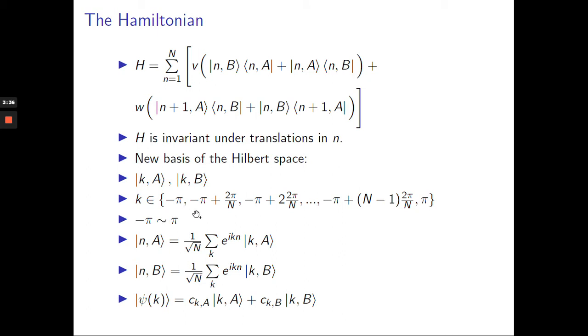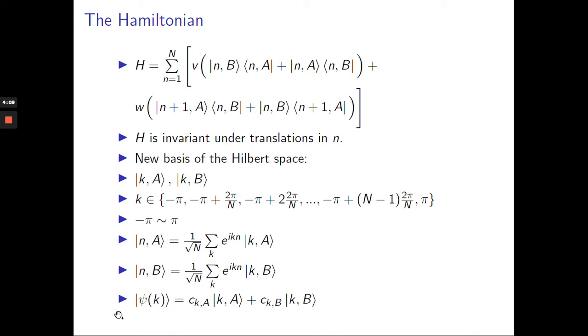And notice that here I explicitly present the fact that we consider minus pi to be the same as pi. So this will also have some periodicity. And the relation of this new basis with the original basis is given by these expressions. So this is like a Fourier series.